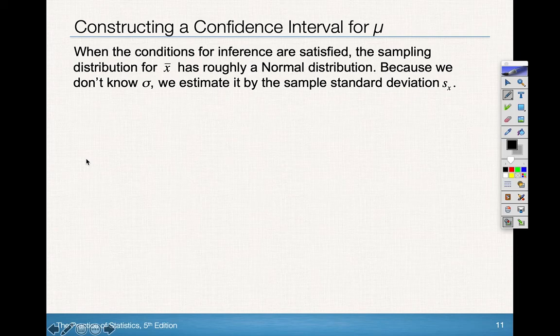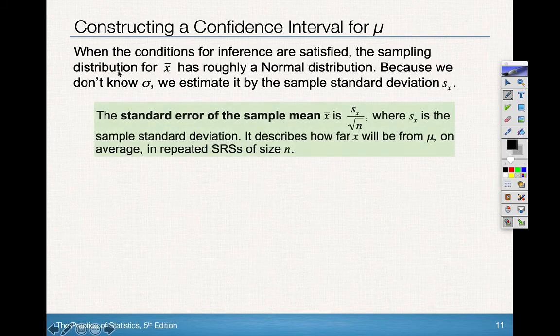So let's construct a confidence interval. We just check conditions. What is the name of the test? The name of the test is a one sample t interval. So when the conditions for inference are satisfied, random, 10%, large counts, the sampling distribution for x bar has a roughly normal distribution, but because we don't know sigma, we have to use standard error, like we learned last section. So replace sigma with Sx. Sx over square root of n will be our standard deviation, called standard error, for this confidence interval.